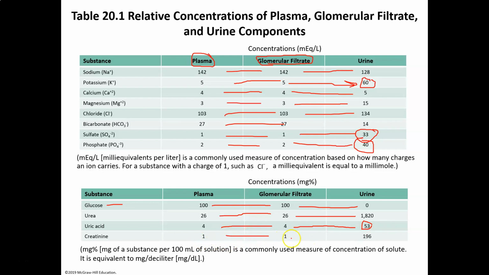Creatinine, same thing. Creatinine, a fairly dilute quantity in glomerular filtrate, but your body considers it a waste product. It concentrates it. So these are big, big waste products. Urea, uric acid, creatinine. Your body wants to get rid of them. Your kidneys have a way to concentrate that.